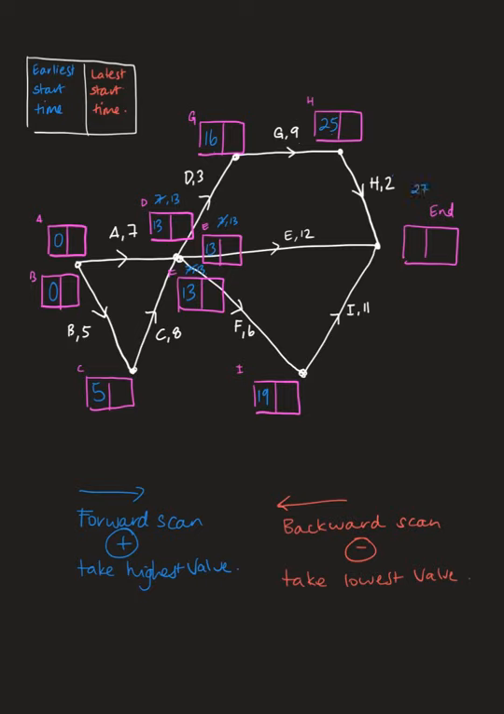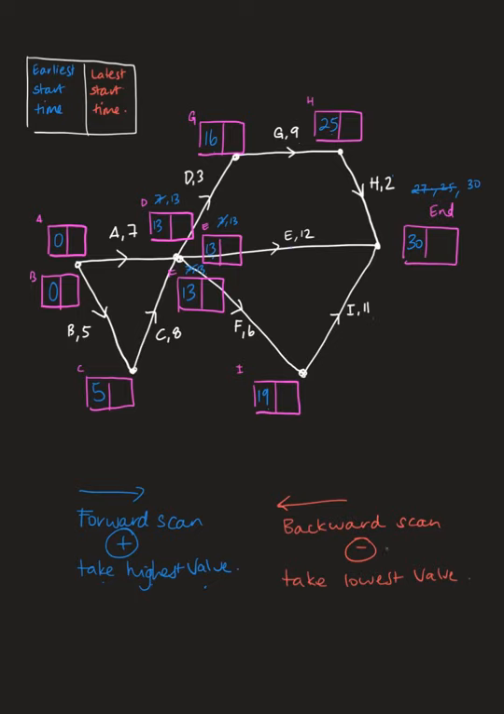I could have 13 plus E, which is 12, so 13 plus 12, which is 25. Or I could have 19 plus 11, which is 30. Again, forward scan, we're taking the highest value. We're going to go with the 30. And that's our forward scan completed. I'm going to change color, go to red. I'm now doing my backward scan.